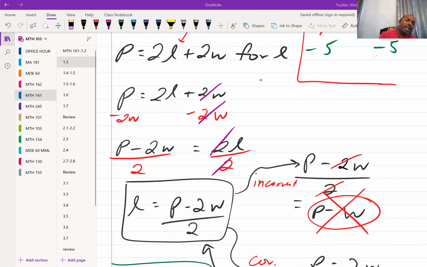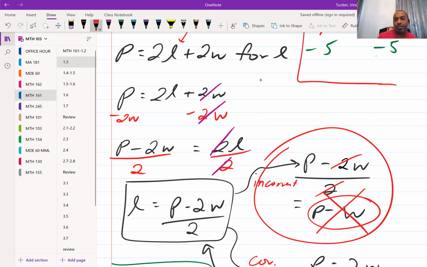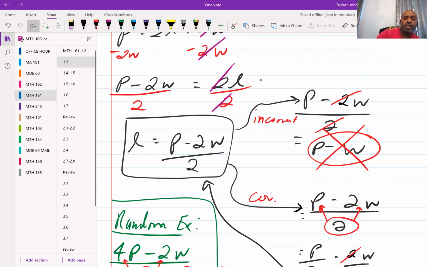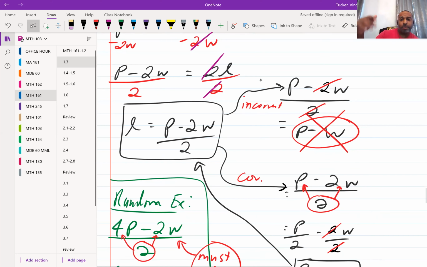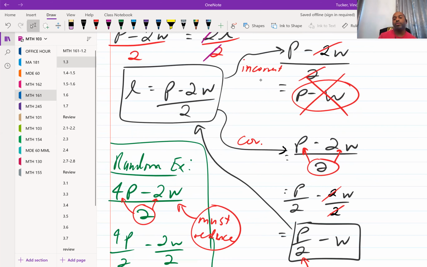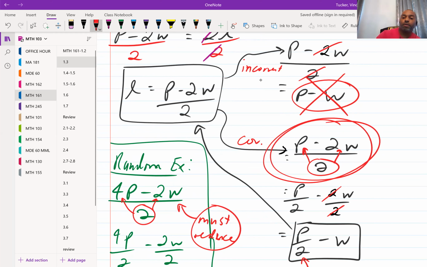So where a lot of people like to make a mistake here is they want to cancel out that 2. You cannot just cancel out the 2 and then have P minus W as your answer. That is the incorrect way to do it. If you do want to keep going further, we've done a problem like this before. You have something in your denominator, it has to be applied to each term in your numerator. So the 2 would go into the P and it would go into the 2W. This is the correct way to try to reduce this further.